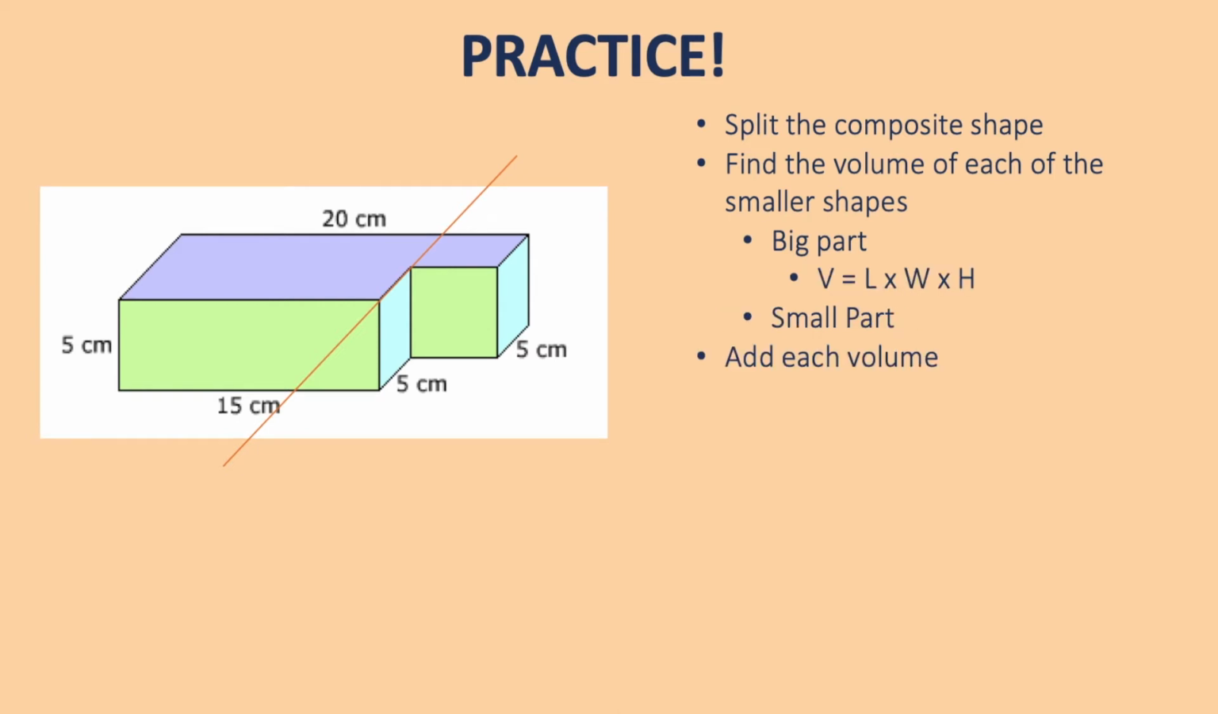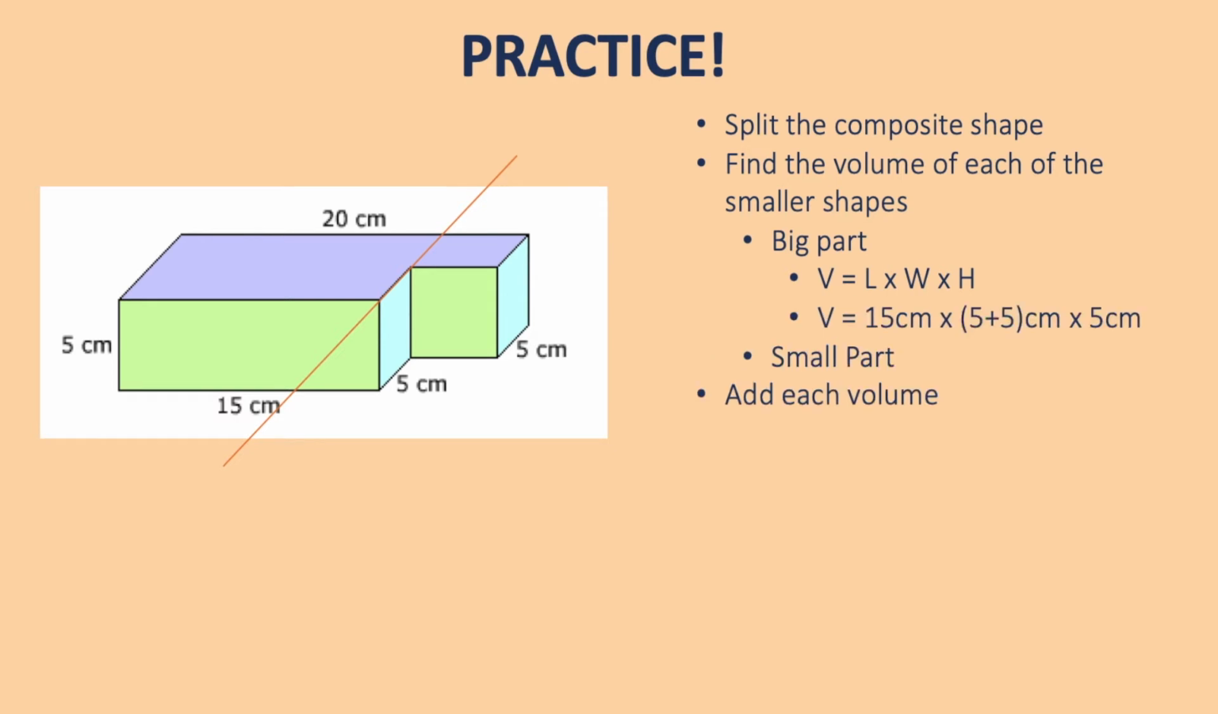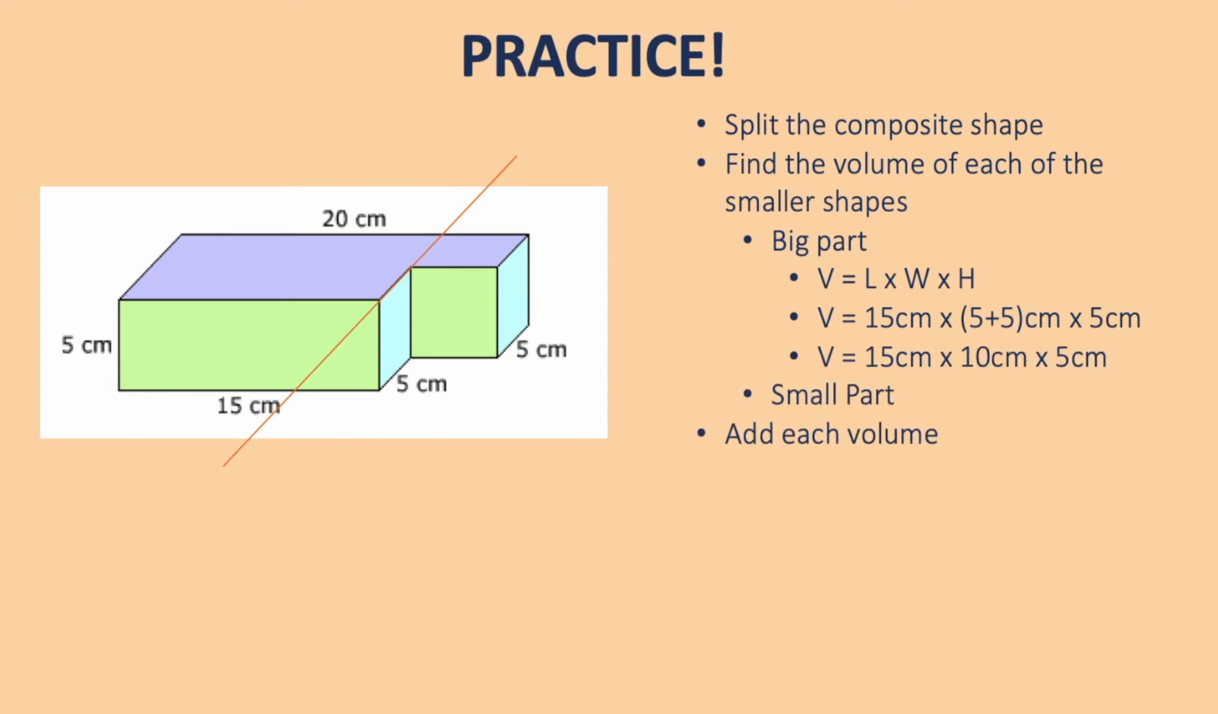The volume of a rectangular prism is length times width times height. So I'm going to find the length, width, and height of this bigger part of the shape. The length here is 15 centimeters. The width isn't given right here, but what you can do is add this 5 centimeters and this 5 centimeters, because this whole side is the same length as this whole side. So 5 and 5 gives you 10 centimeters, and the last thing is the height, which is also 5 centimeters. So you take 15 times 10 times 5, which gives you 750 centimeters cubed.